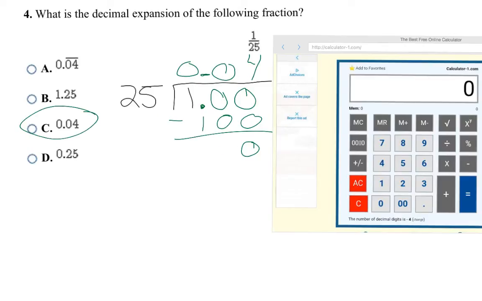And once again, I just want to show you how you can check this problem in your calculator. So you're going to take the numerator, so 1, divide it by the denominator, which is 25, press enter, and there is your answer, 4/100, and confirming that C is our final answer.